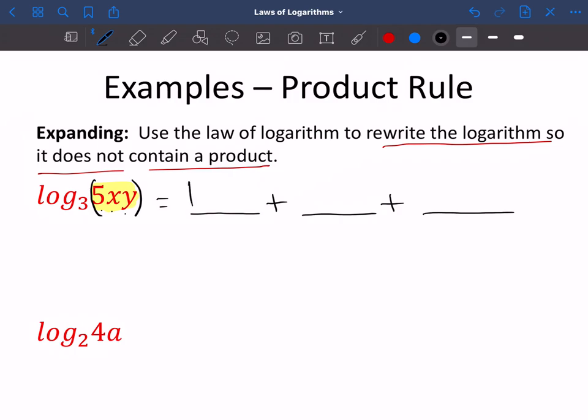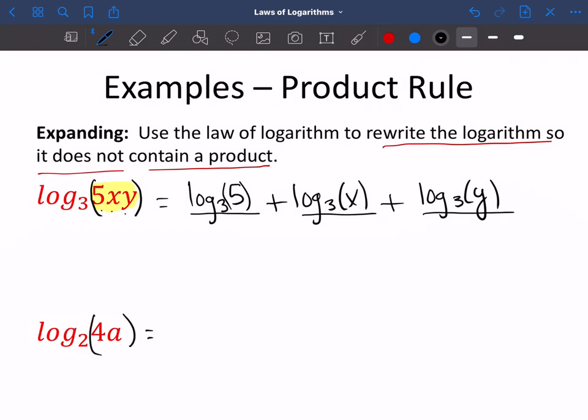So our first term is going to be log base 3 of 5. My second term is going to be log base 3 of x. And my third term is going to be log base 3 of y.